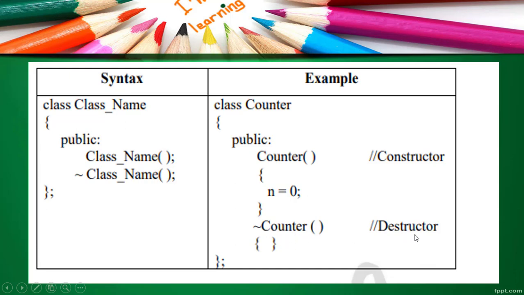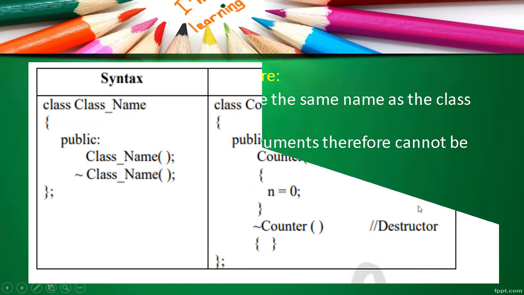What is the purpose of a destructor? A destructor will deallocate the memory that has been allocated by the constructor. So once the destructor is used, it will destroy the object which was created by the constructor.